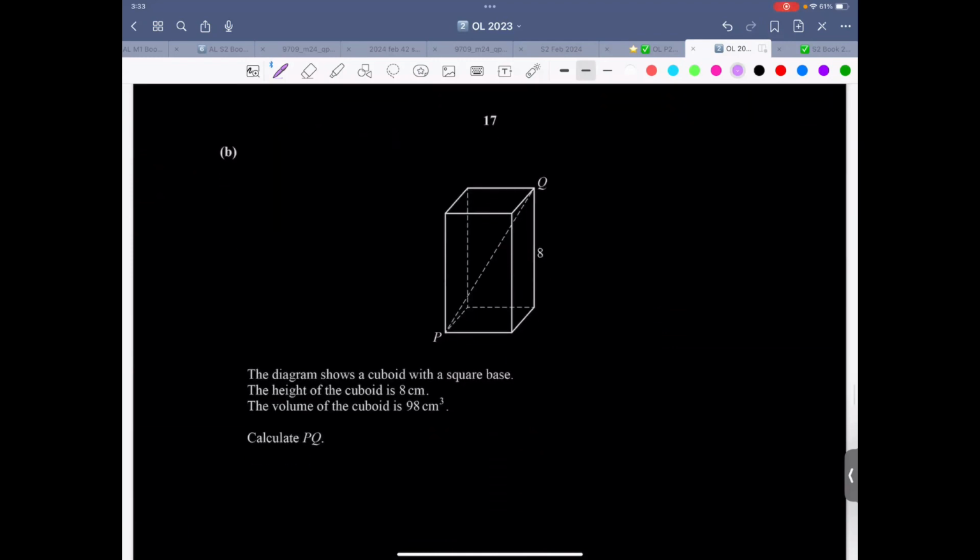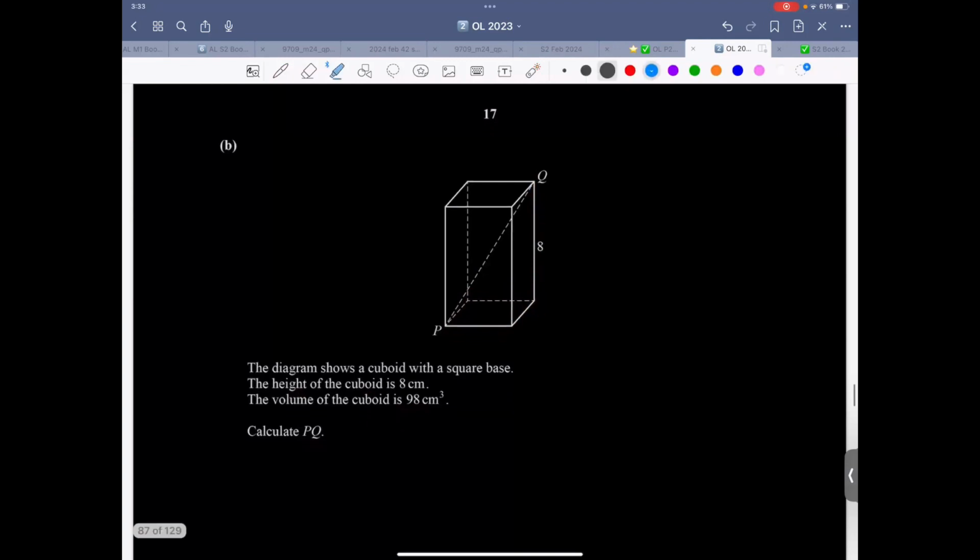Now, part B. It says the diagram shows a cuboid with a square base. So there is a square base at the bottom. And the height of the cuboid is 8. That's over here. The volume of the cuboid is 98. Calculate PQ. So let me draw some lines at the bottom.